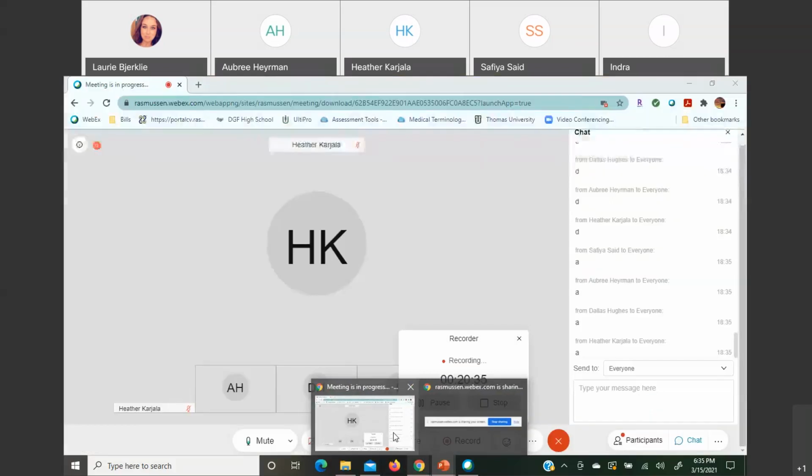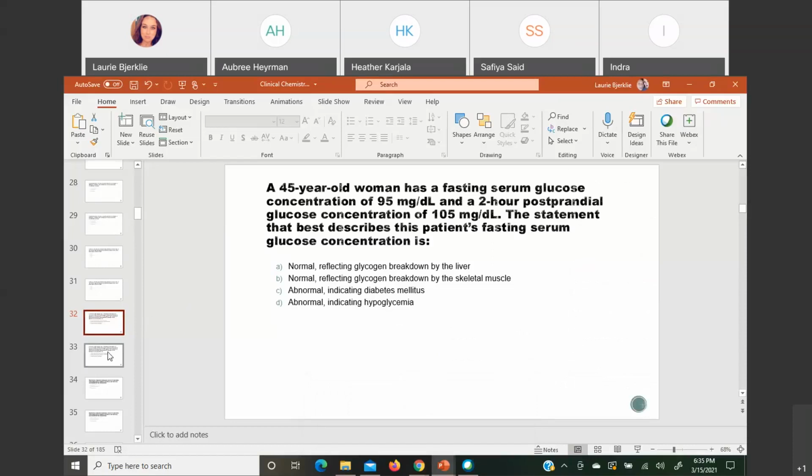Okay, let me see what we got for answers here. All right, a lot of A, and that should be right. Yep, totally normal. 95 fasting is normal. I think the reference range is roughly 50 to 100, give or take, 60 to 100, depending on where you work. And then 2 hours after eating at 105, that's amazing. That means their liver is doing its job. It's breaking down and storing glycogen, putting the glucose to storage. So getting it out of the bloodstream, that's good. All right.